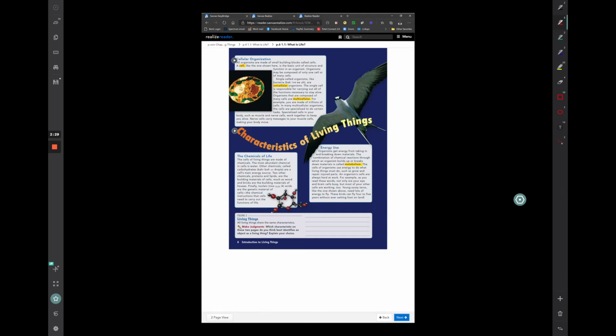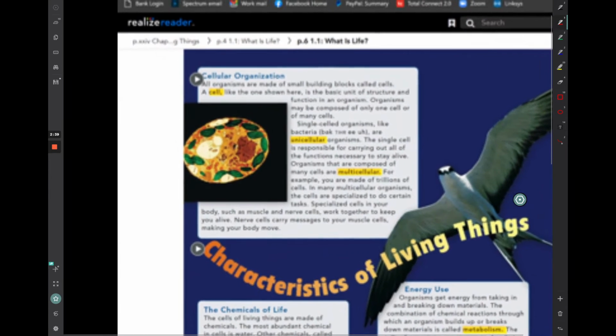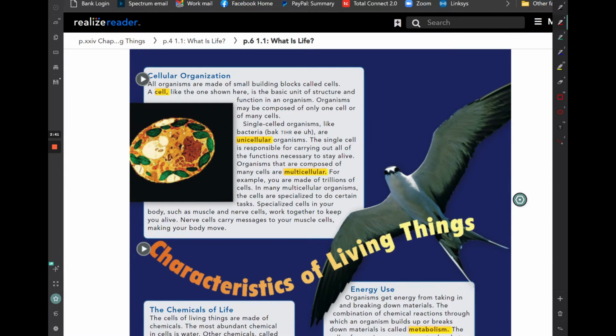And then I'm going to have a link over in the module so that you can take a picture of your foldable when you have it done and upload it to a Padlet wall. So let's first go in and look at cellular organization.